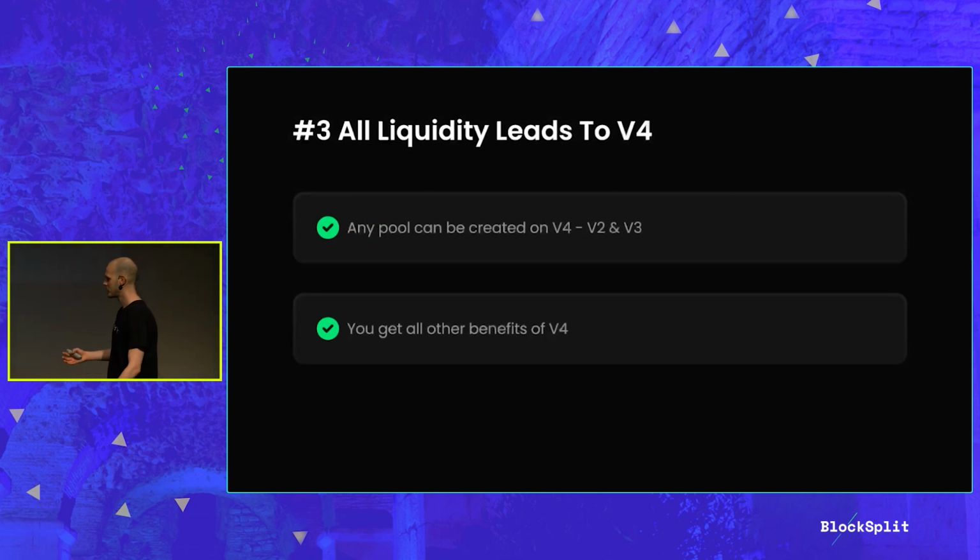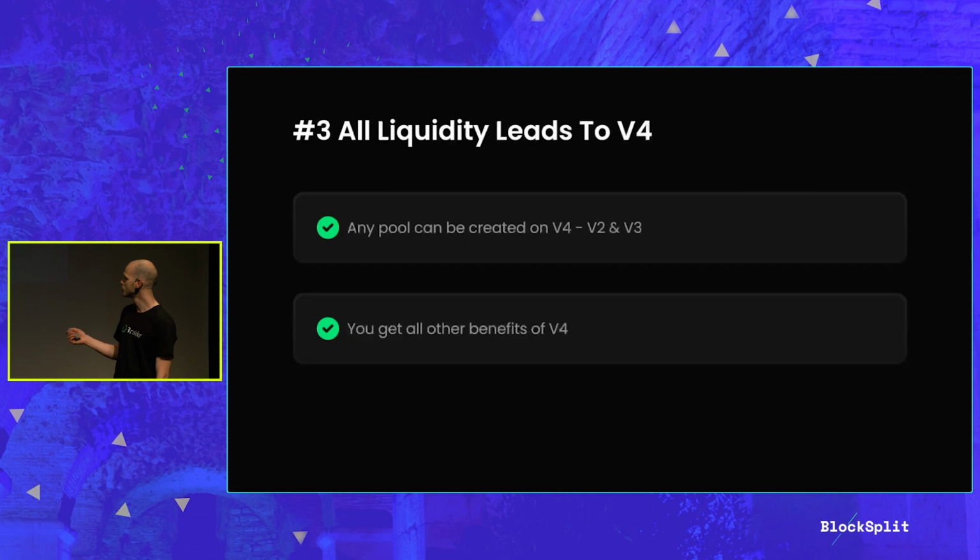We believe that all liquidity will go to version 4. Why? Because version 4 is essentially version 3 Uniswap with some additional features and hooks. So if you want to have a version 3 pool, you basically deploy a pool without a hook. You'll still have the singleton contract benefits. You still have the flash accounting benefits.